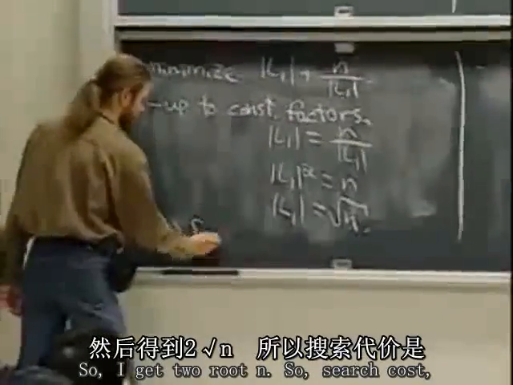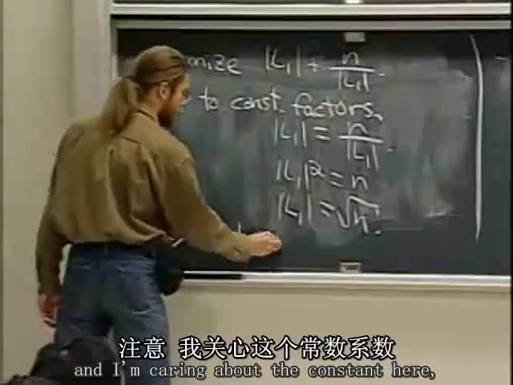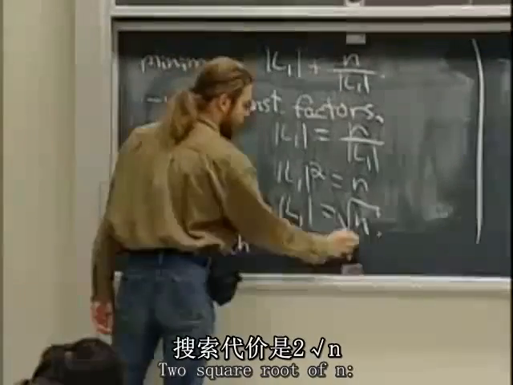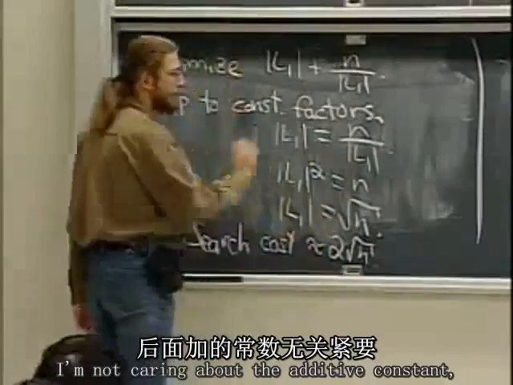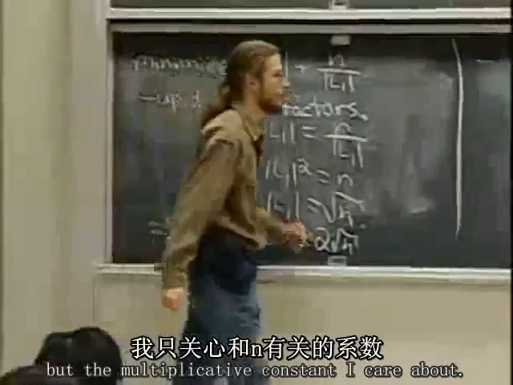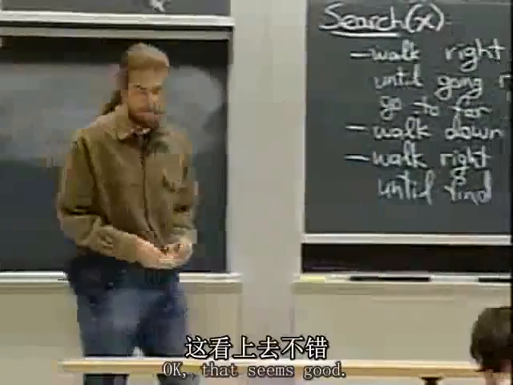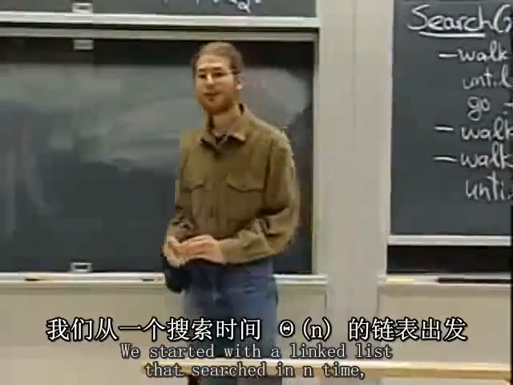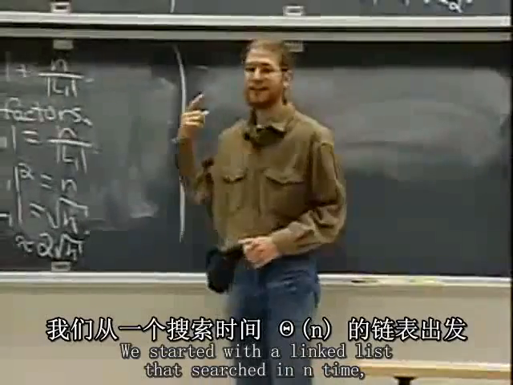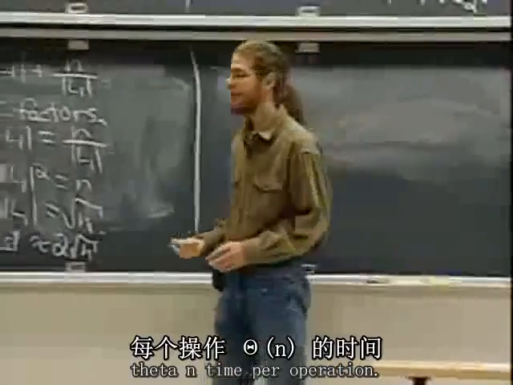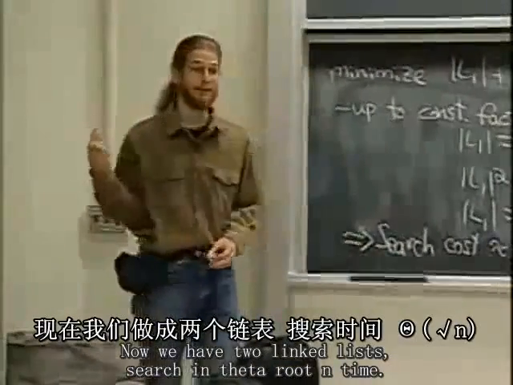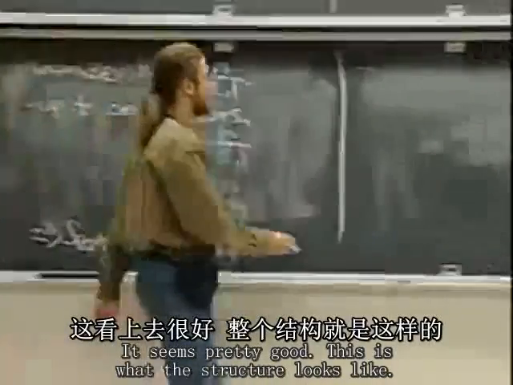So that's the search cost. And I'm caring about the constant here because it will matter in a moment. 2 square root of n. I'm not caring about the additive constant, but the multiplicative constant I care about. Okay. That seems good. We started with a linked list that searched in theta n time per operation. Now we have 2 linked lists that search in theta root n time. Seems pretty good.